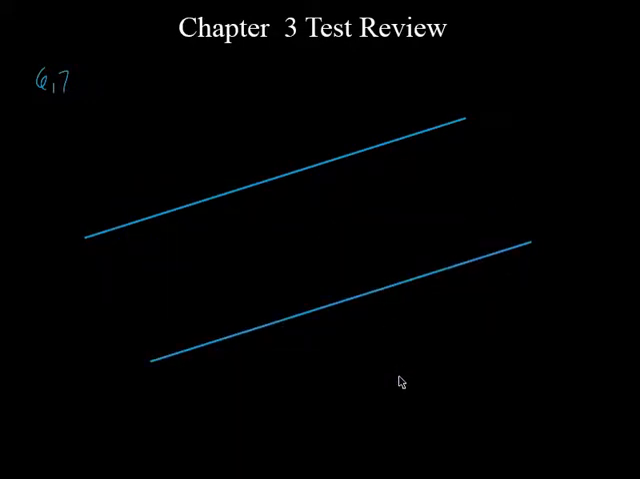Alright, so there's your two lines. This is M and N. It says, given that M and N are parallel to each other. Do you see it written there?